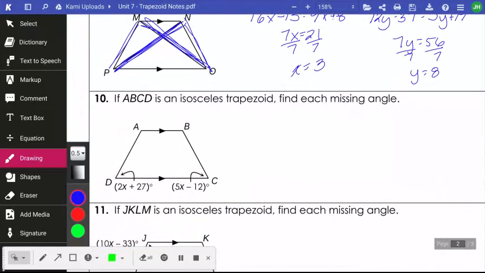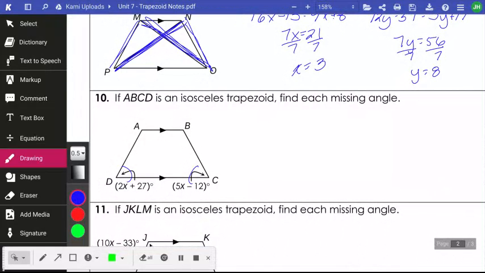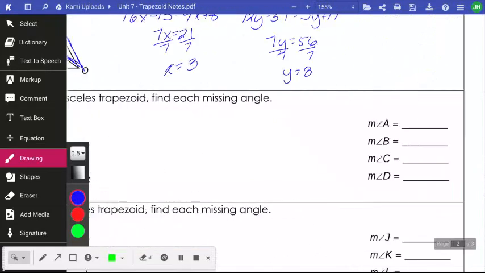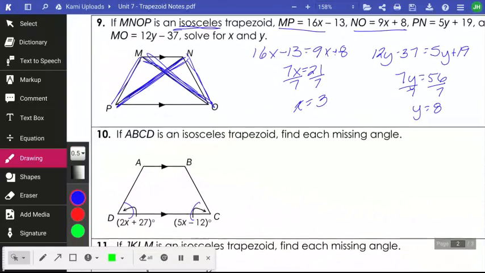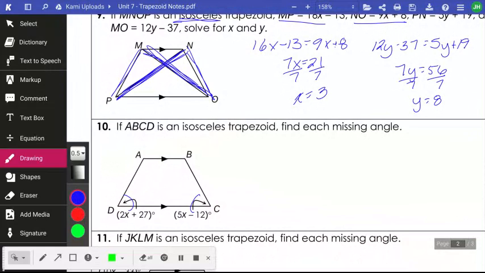Again, we have another isosceles trapezoid, and these are our base angles. So we know that our base angles are going to be equal, but we are finding more than just one angle. We're finding all the angles. But in order to find all the angles, we need to figure out what x is first. So we'll set 2x plus 27 equal to 5x minus 12. Okay, so then I will minus 2x from both sides and add 12 to both sides so that I have 39 is equal to 3x. Or if you would have reversed it, 3x is equal to 39. And so then I'll divide both sides by 3 so that x is 13.